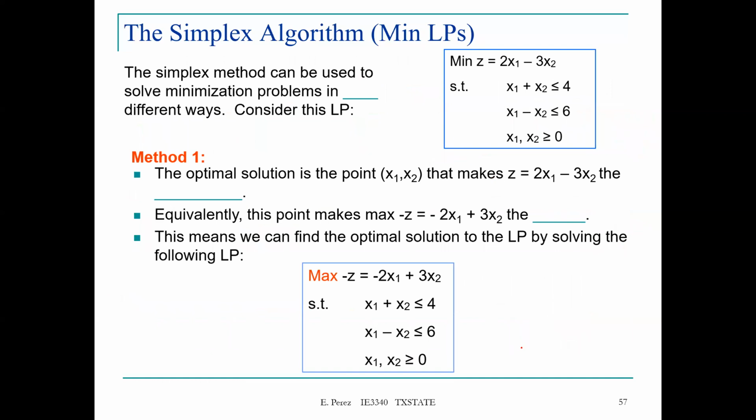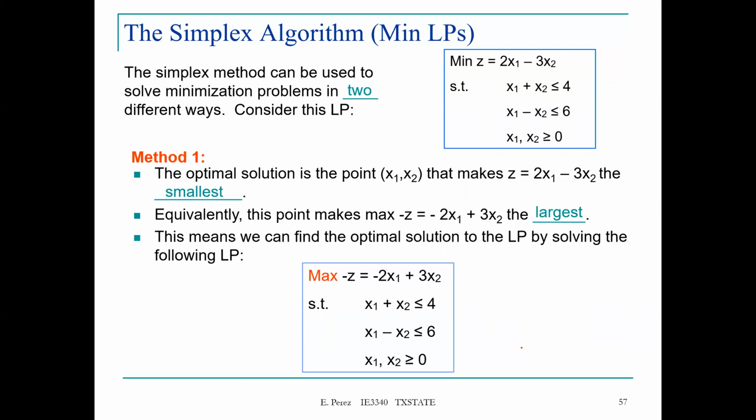The simplex method can be used to solve minimization problems in two different ways. The problem that we just solved is a maximization problem, but we can also use the simplex method to solve minimization problems. Method 1: the optimal solution is the point x1, x2 that makes z equals 2x1 minus 3x2 the smallest. Equivalently, this point makes a maximization of minus z equals minus 2x1 plus 3x2 the largest.